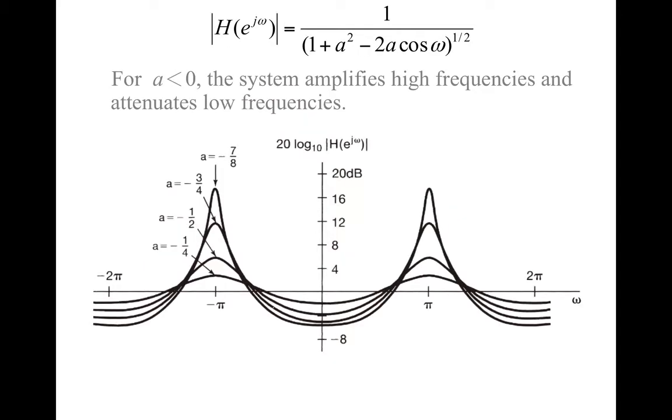Okay, so we now consider the other case when a is negative. And in this case, a is between -1 and 0. So in this case, when omega is equal to pi, we actually have a very large magnitude. And when omega is 0, the magnitude is low. So we have a non-ideal high-pass filter. And when a is closer to -1, the higher the magnitude at high frequency. When a is closer to 0, then the magnitude is relatively flat.